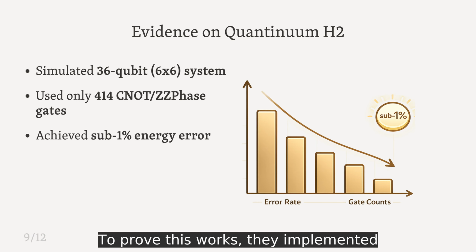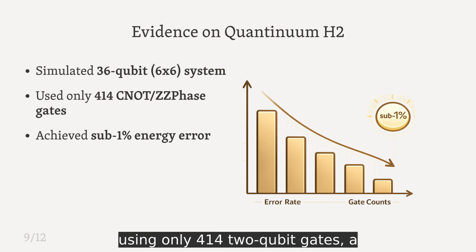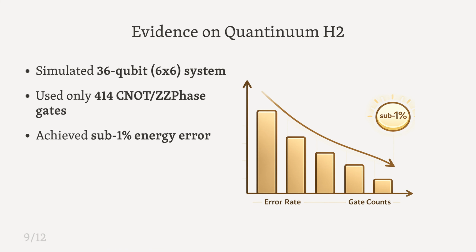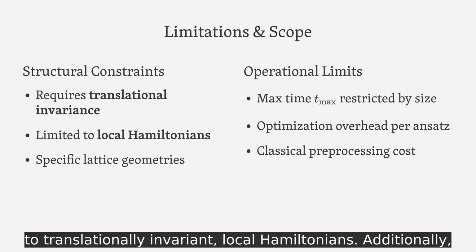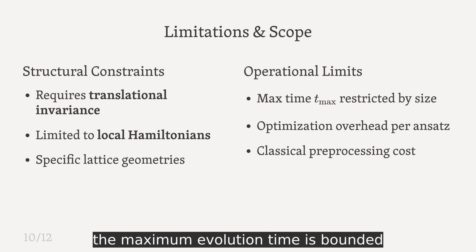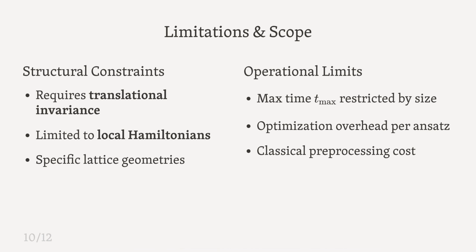To prove this works, they implemented the method on a 36-qubit system using the Quantinuum H2 emulator. They achieved sub-1% ground state energy error using only 414 2-qubit gates, a remarkably low count for a frustrated system. However, this efficiency relies heavily on system symmetry. The method is restricted to translationally invariant, local Hamiltonians. Additionally, the maximum evolution time is bounded by the system size to maintain the validity of the approximation.